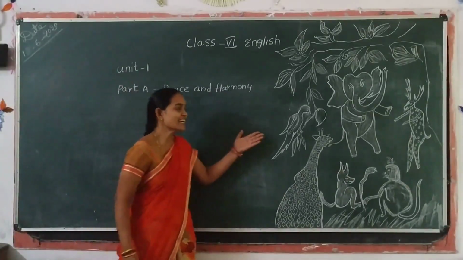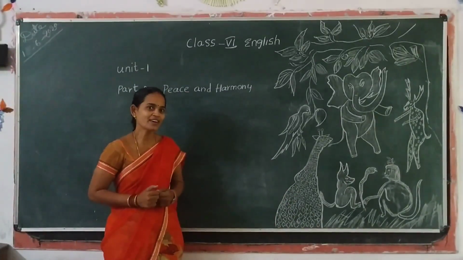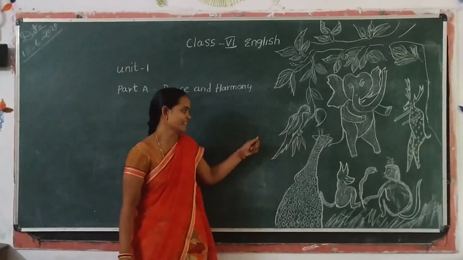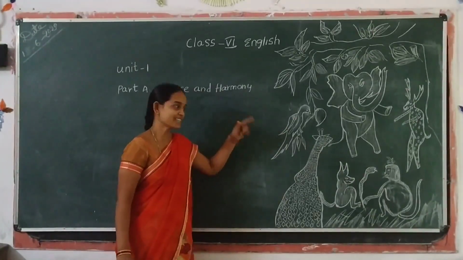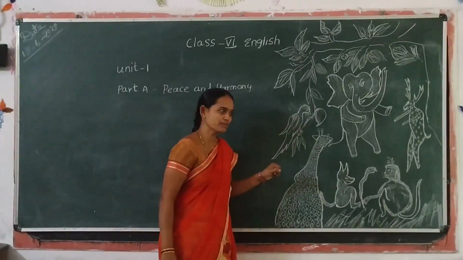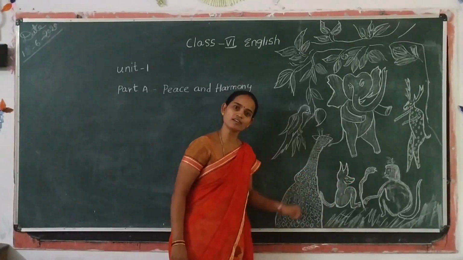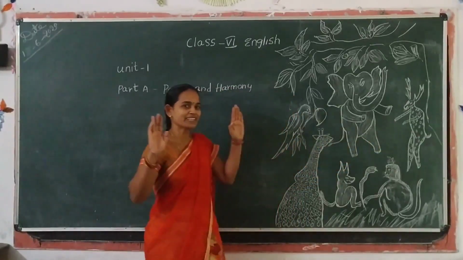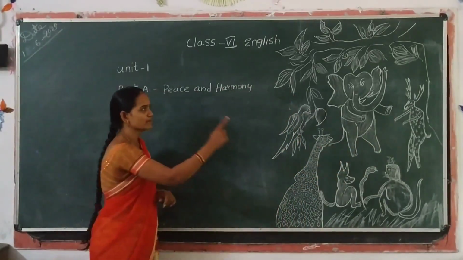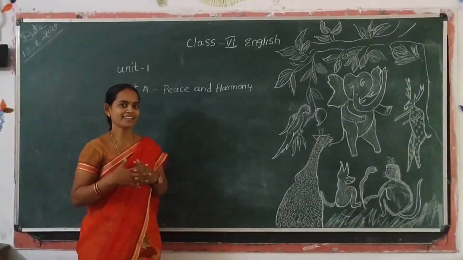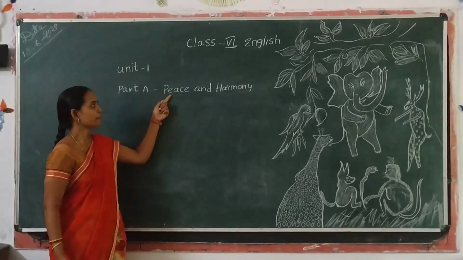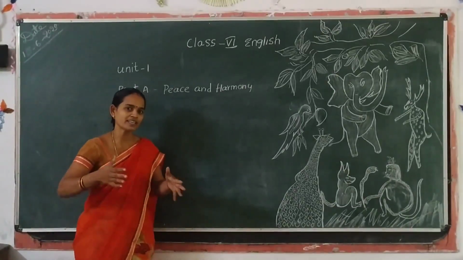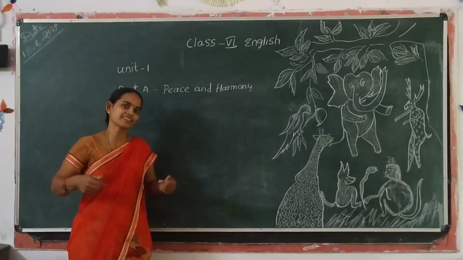We can identify these animals are in a happy mood. Why? Because all the animals are standing here. See, the elephant is standing, the parrot is chirping, the deer is lifting its neck and standing here, and the rabbit is also with the animals. The snake is also here with them, and the monkey and the deer. You can observe the deer, it is in a happy dancing mood. So children, all the animals are together. Here you can see it is called peace and harmony. Then in the lesson, what happened? Did this peace and harmony go down, or did any problem occur? Let us see in the lesson.